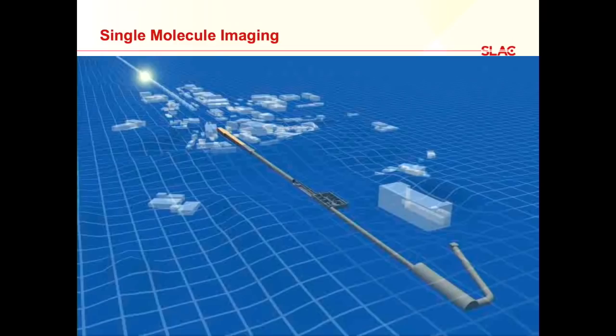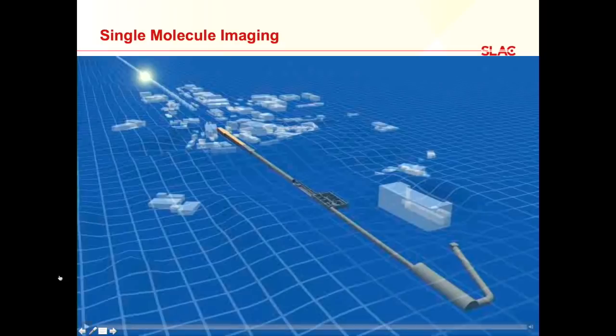Anyway, as we try to make the samples smaller and smaller, getting rid of the need to make crystals and trying to do this with single molecules, we need to pack more and more X-rays into a smaller volume, and these types of structural changes during the measurement become more and more of a concern.